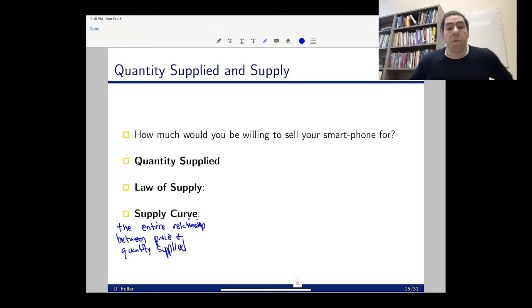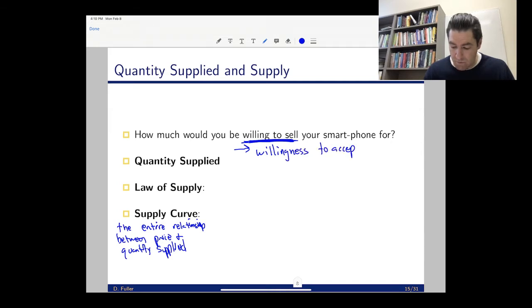Okay, so what I'd like to do is to try and understand what it is that causes the supply curve to be upward sloping. So, as we talked about before, how much are you willing to sell your smartphone for? So, willingness to accept is the key part of supply, right? At a particular price, is the seller willing to accept that price in exchange for the good they're going to sell you?